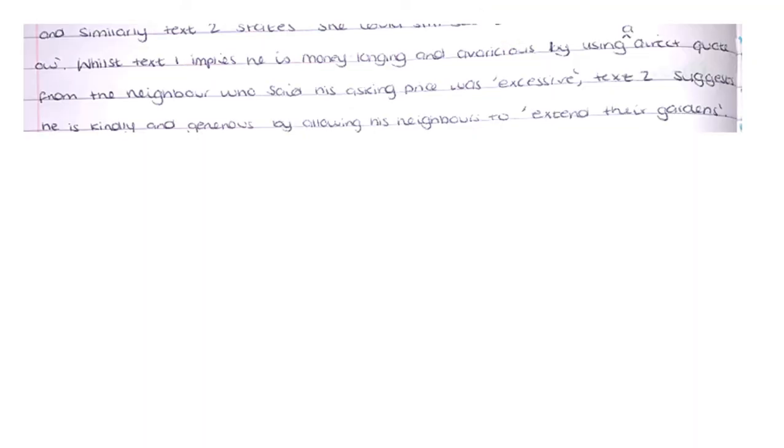Okay, this is the one that I would like you to write down. So I'm going to start with the word whilst. Whilst text one implies he is not sure if that's money longing, and avaricious. You remember avaricious from when we did An Inspector Calls? By using a direct quote from the neighbour who said his asking price was excessive. So brilliant method there, direct quote. Text 2 suggests, I'm assuming because I can't see that bit, he is kindly and generous by allowing his neighbours to extend their gardens.